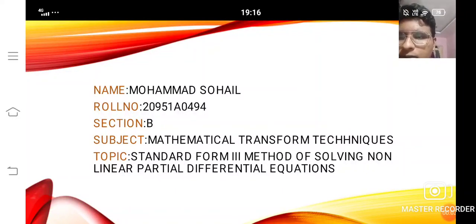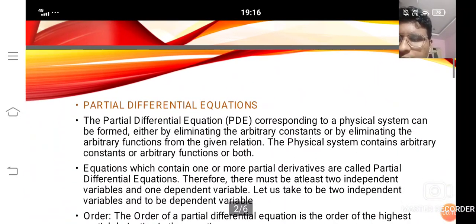Today my topic is the standard form third method of solving non-linear partial differential equations. What is a partial differential equation? A partial differential equation, also known as PDE, corresponding to a physical system, can be formed either by eliminating the arbitrary constants or by eliminating the arbitrary function.